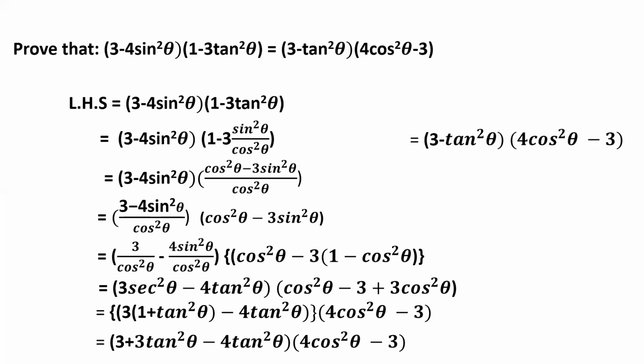Now, let's look at here. It is 3. Now, look at here. 3 tan squared theta minus 4 tan squared theta gives you the tan squared theta. 3 minus 4 gives you minus 1. So, it is 3 minus tan squared theta. And another part, 4 cos squared theta minus 3 as it is. And look at this. Both are the right-hand side. So, this is the right-hand side and it's proved.